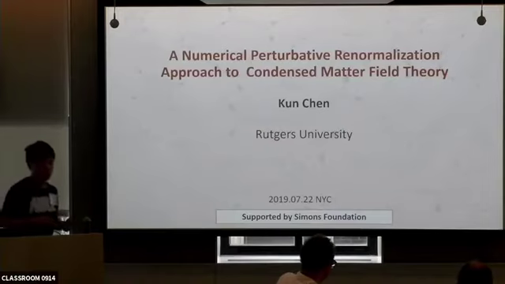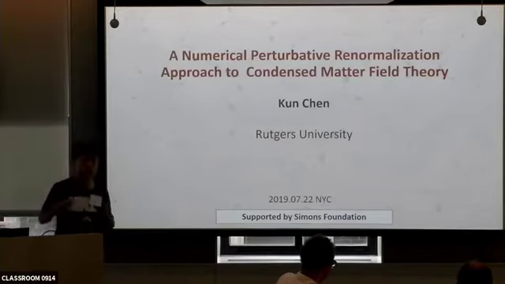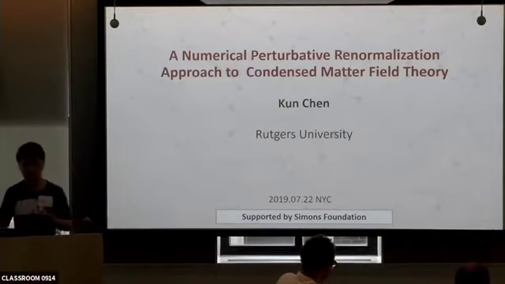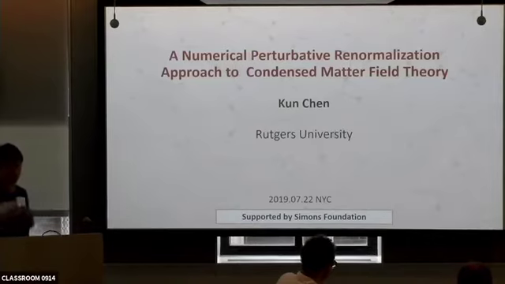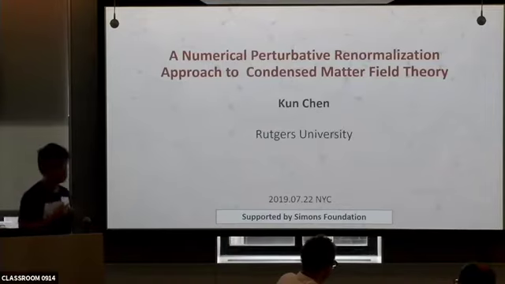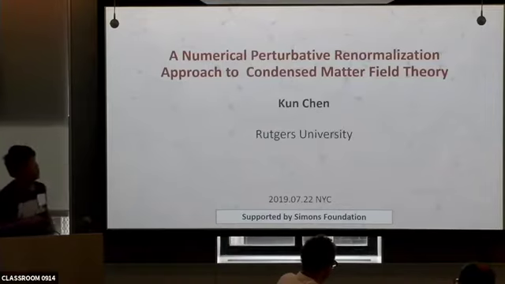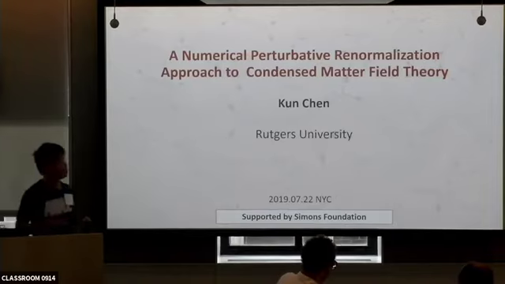condensed matter field theory, like Fermi liquid, usually comes with complicated interactions. And then basically we have to rely on a certain kind of numerical solution. And the second is we need an efficient renormalization scheme.